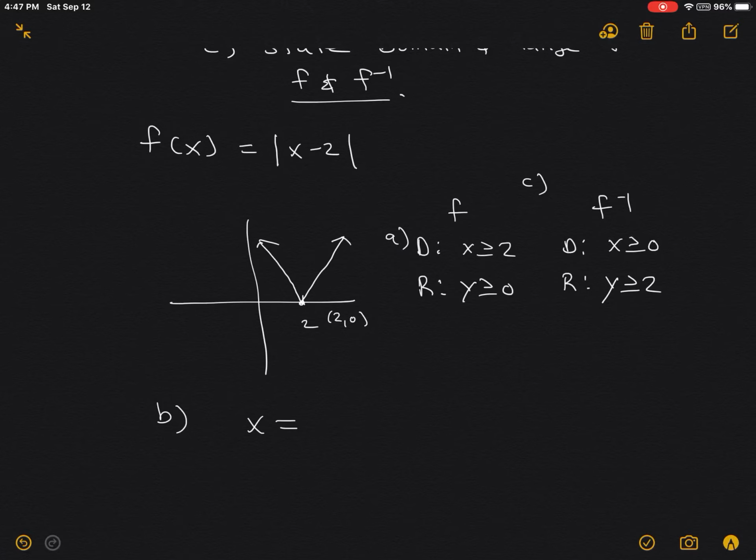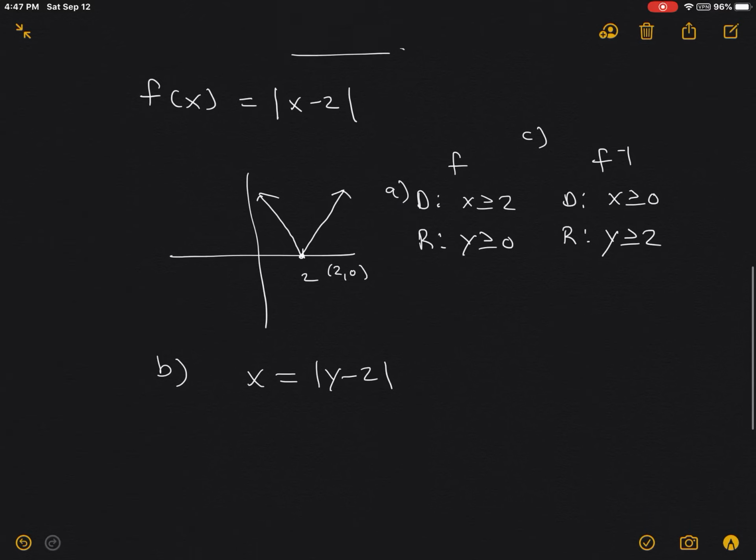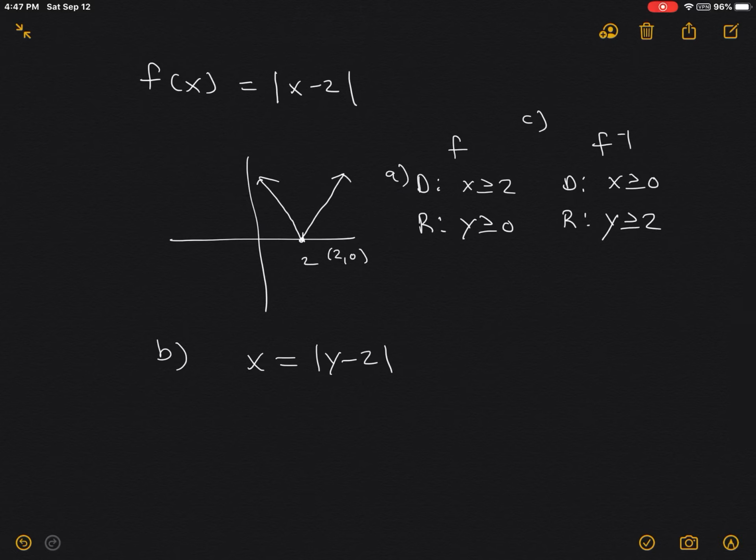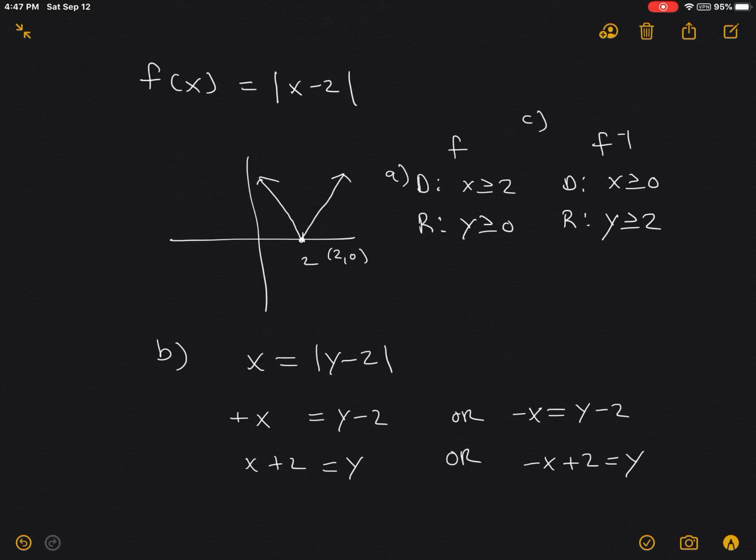And then last but not least, we need to find the inverse for part B. How do we actually find it? Well, if I switch my variables, I need to get y by itself. Now, remember, absolute value always throws students off. To drop the absolute value symbol, you have to say y minus 2 is equal to positive x, or y minus 2 is equal to negative x. Getting y by itself on this equation, you're going to get y equals x plus 2. On this equation, you're going to get negative x plus 2 equals y.